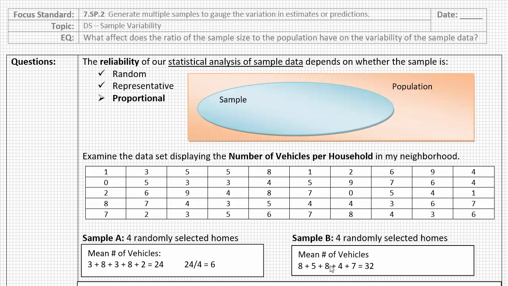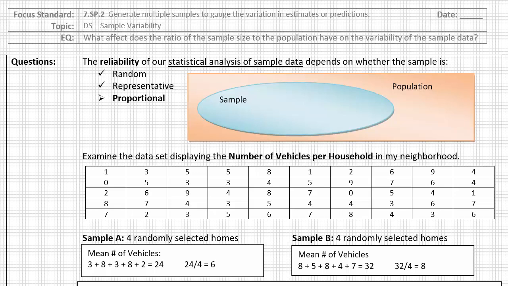As I said, I've repeated this process with another random sample of 4 selected homes. I've added up the total here, so 8 plus 5 plus 8 plus 4 plus 7 gave me a total of 32. And you're right, I haven't finished that calculation, so pause the video if you need to, and finish that calculation. In doing so, I got 8. 8 was the mean number of vehicles from this second sample.